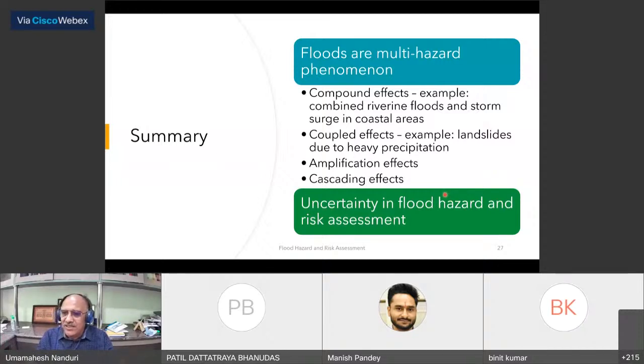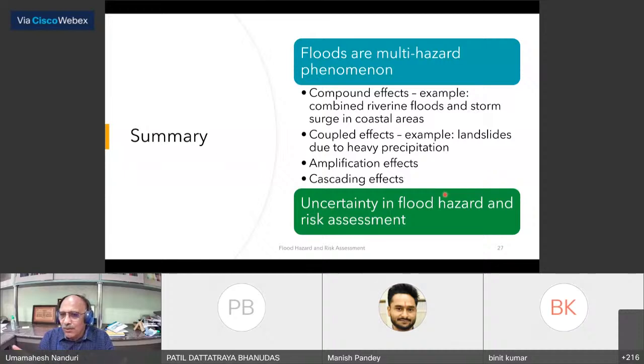Even Visakhapatnam in Andhra Pradesh. These are cities which are subjected to this kind of hazard, where it's not just a flood. When a flood occurs, there could be another extreme natural hazard also taking place, so there will be a combined effect of these two. So we talked about the riverine flood, but I think we need to go for that kind of multi-hazard phenomenon.